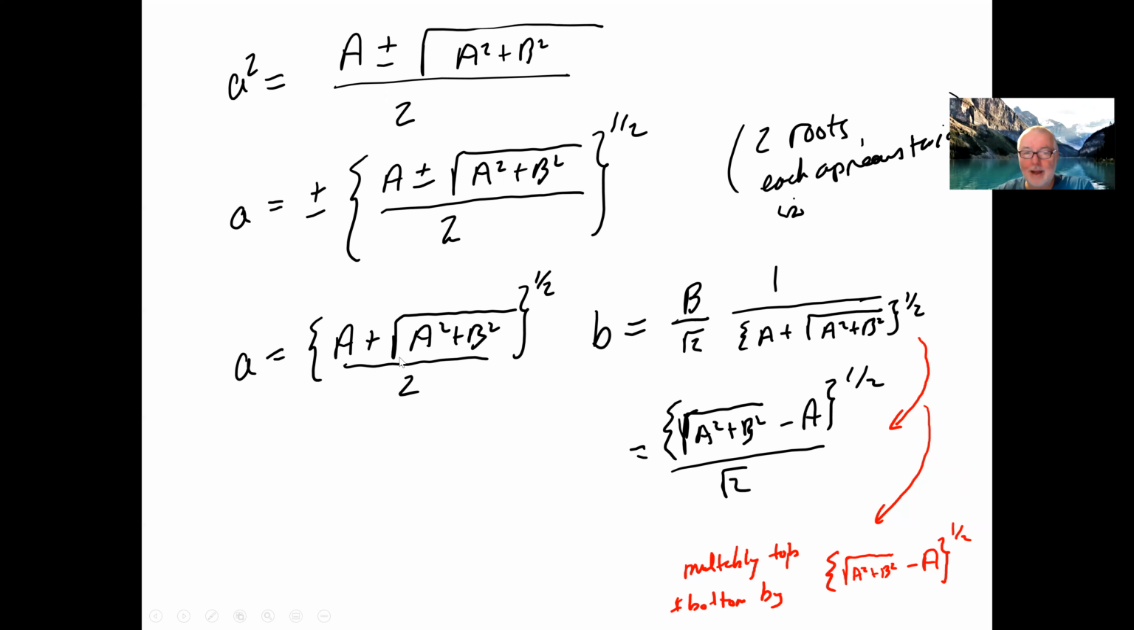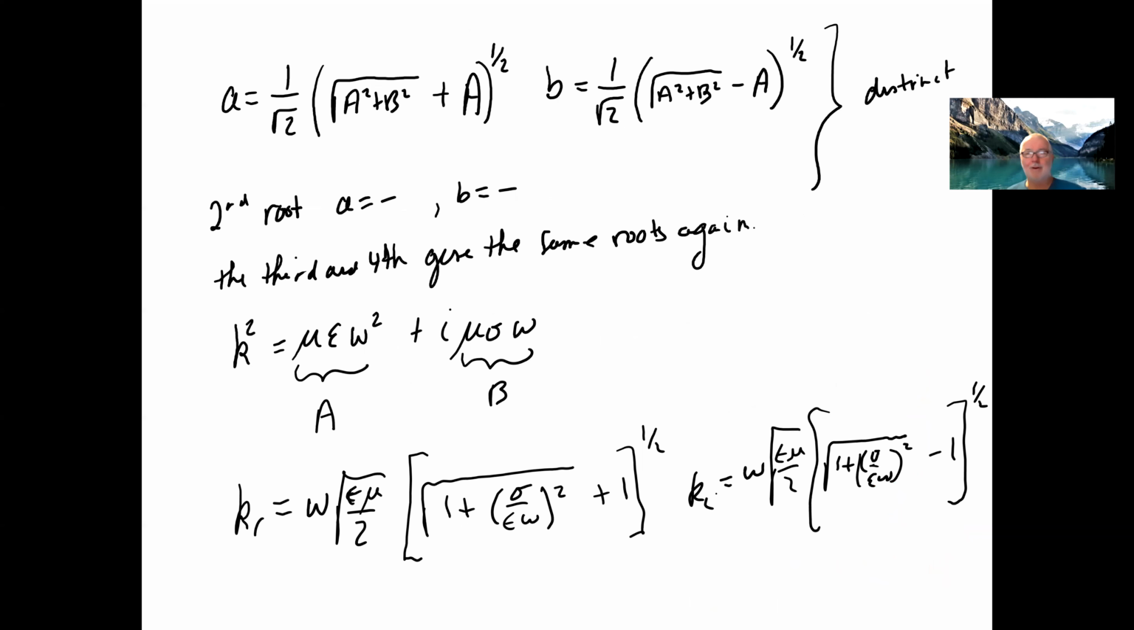capital A plus the square root of capital A squared plus capital B squared, all over 2, raised to the power 1/2. And then lowercase b I get from lowercase b being capital B over 2 times lowercase a. And then I get this expression here, multiply top and bottom by this expression here, and I get this expression here for lowercase b. Okay? Now, as I say, there are a number of roots here, but the second root, which is distinct, is the negative of what I get from a plus bi here.